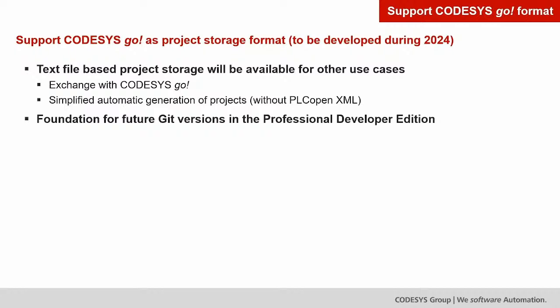But also, and this is the most important part for us in the Professional Developer Edition, it will provide a foundation for future Git versions in the Professional Developer Edition. Right now, the biggest drawback of our Git integration is that the project storage it creates is not human readable, not easy to read, to compare, and to merge in external tools. For various reasons, merging still should be done in CODESYS in the future as well, but at least the parts about human readable and comparable in external tools will then be supported a lot better and will be a lot easier based on the CODESYS Go project storage.